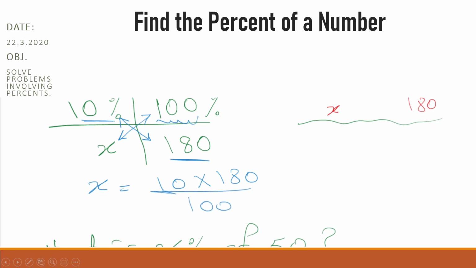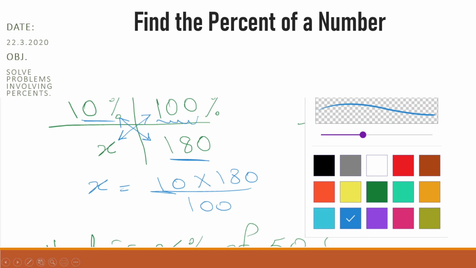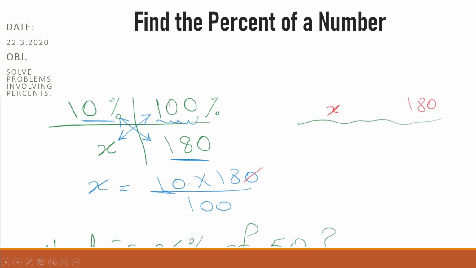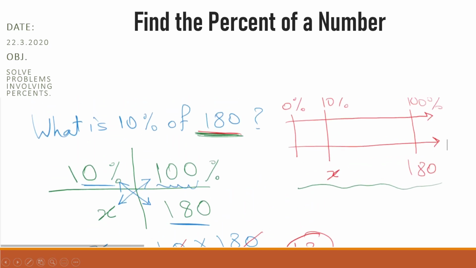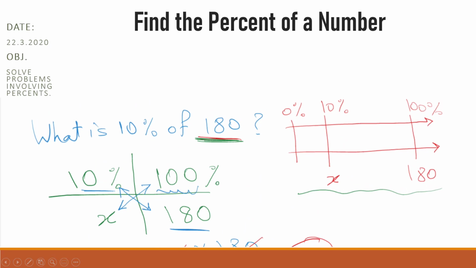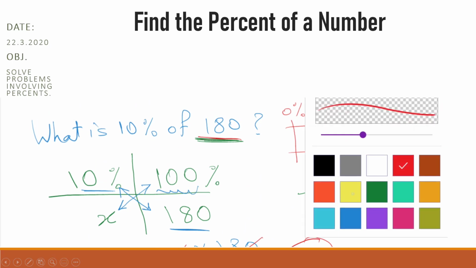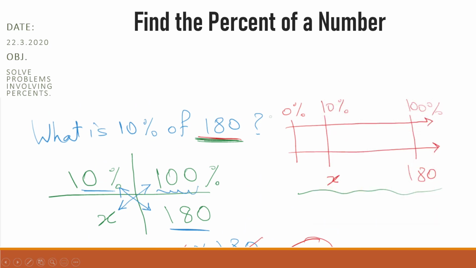So simplify this by removing the zeros. This 0, and also I have another 0 here, I can remove it with this 0. So 1 multiplied by 18 is 18, and the final answer is 18. So here we have the final answer, 18.